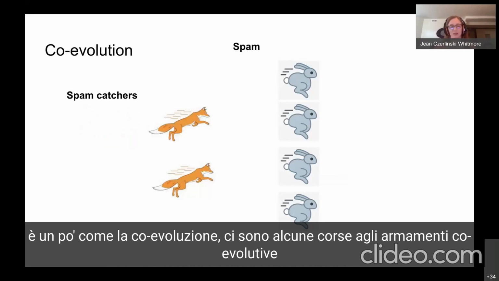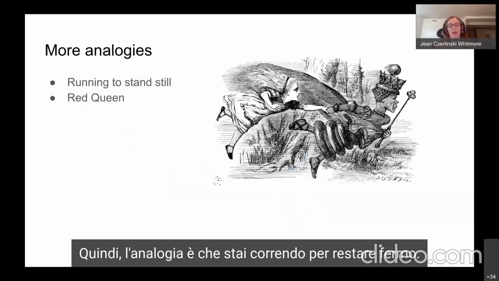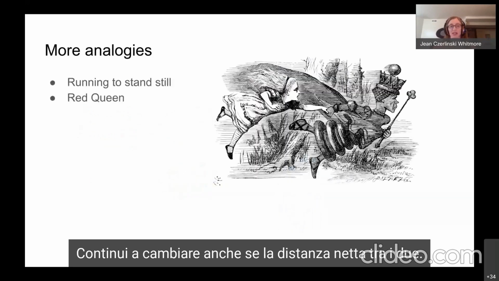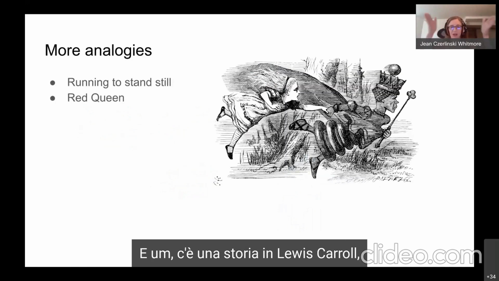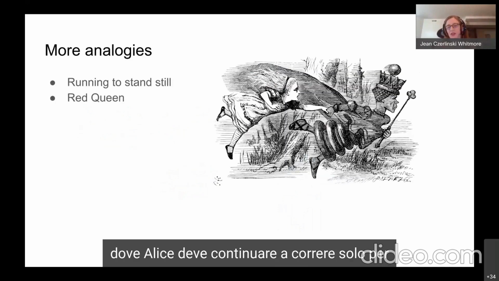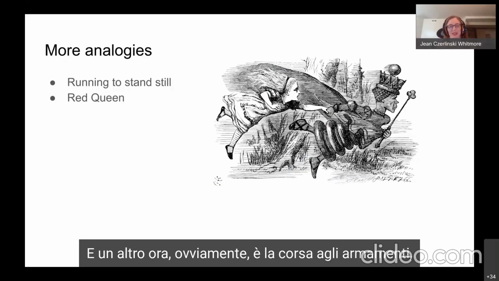It's a little like coevolution. There's some coevolutionary arms races that do similar things. So the analogy is you're running to a standstill. You keep changing, even though the net distance between the two might vary over time, but on average, it's kind of staying the same. And there's a story in Lewis Carroll about the Red Queen, where Alice has to keep running just to keep up with everyone. But no one's getting anywhere because they're all running at the same speed. So that's the analogy there.